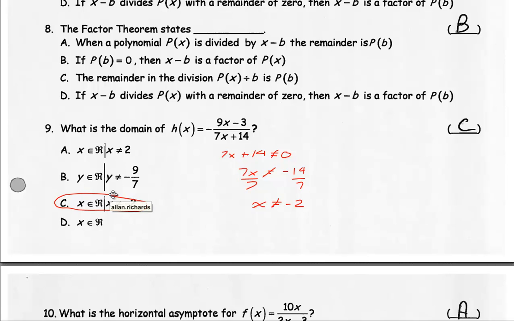The domain is the entire set of real numbers with the restriction that x can't be negative 2, because negative 2 is the one value that makes a 0 in the denominator, and hence the function undefined.